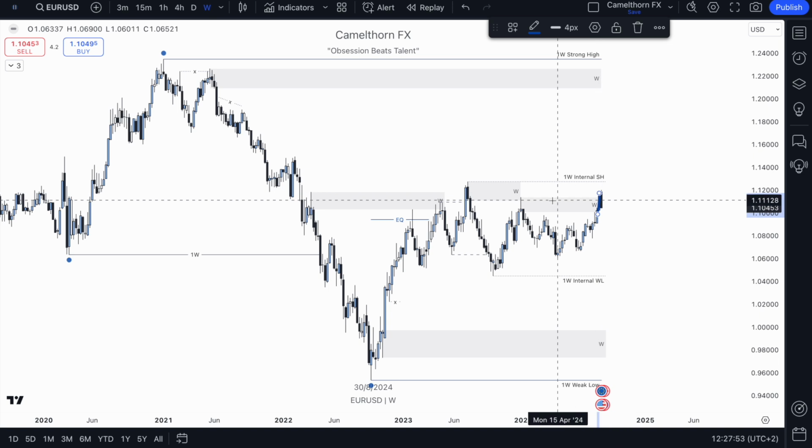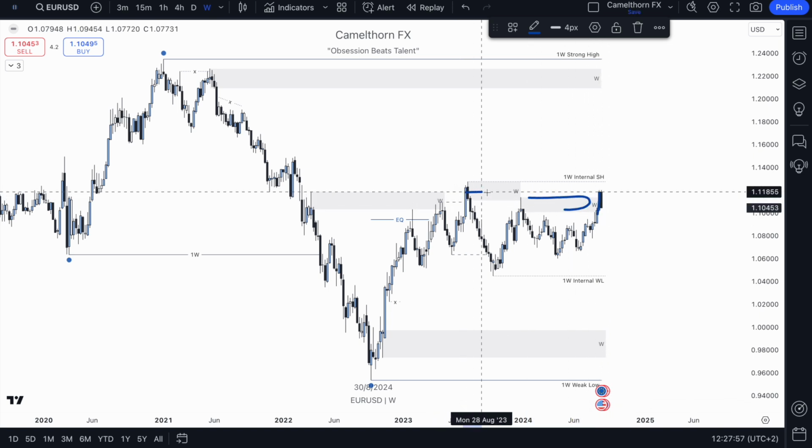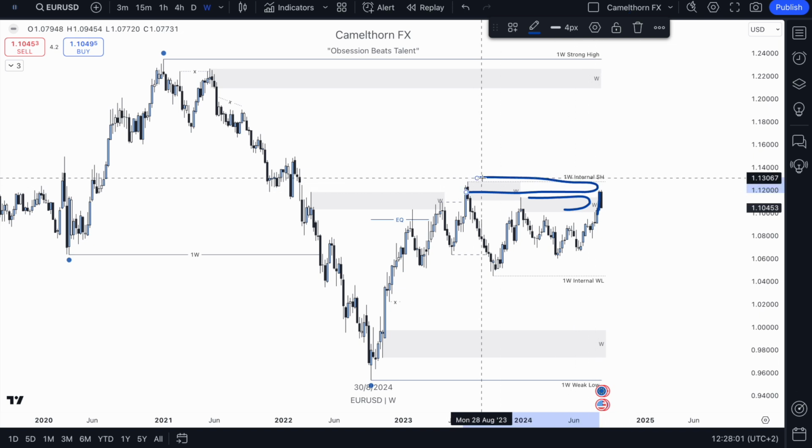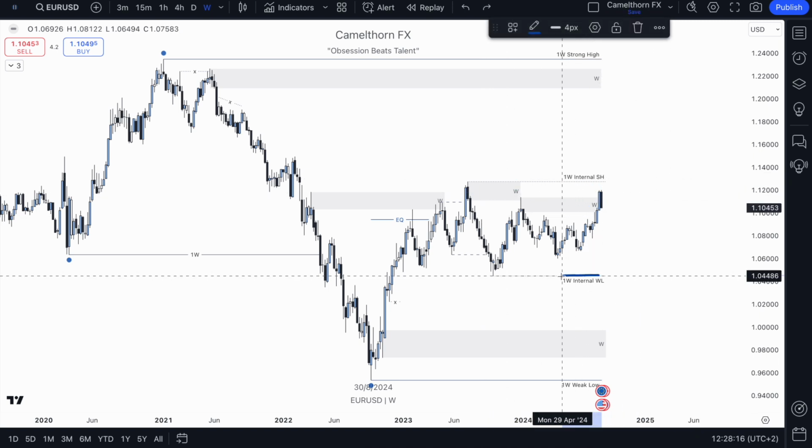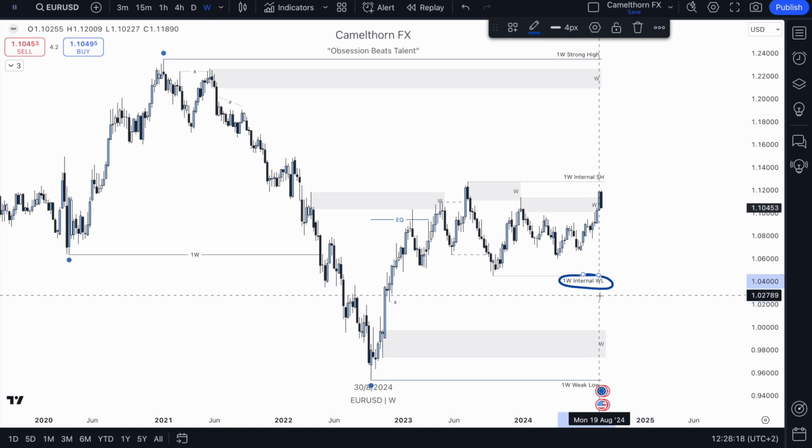Now, this push above weekly supply facilitated a tap into a refined daily supply zone, which we're going to be looking at in a minute. But now we want to establish what we are anticipating to happen here next. The current objective is for price action to target the weekly internal week low.